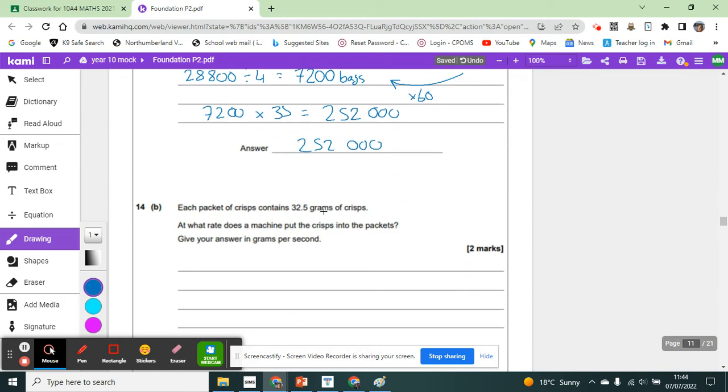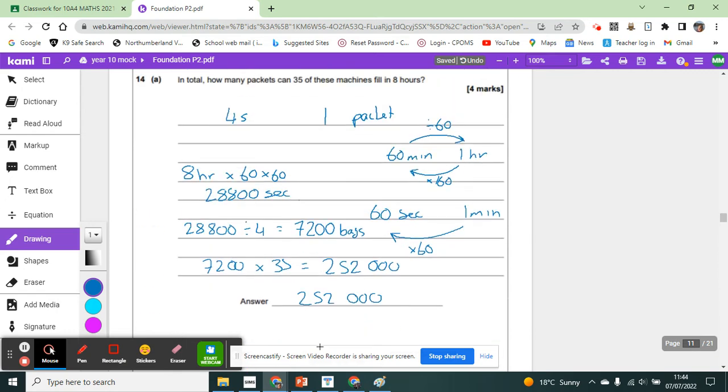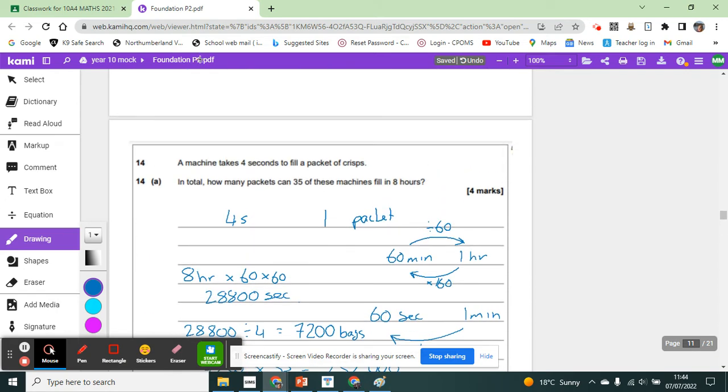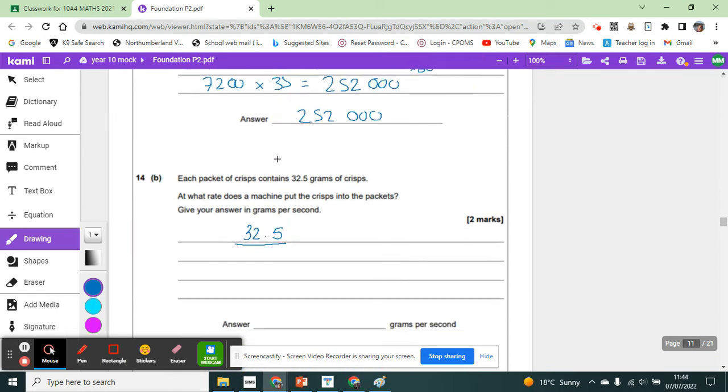Each packet of crisps contains 32.5 grams of crisps. Work out at what rate the machine puts the crisps into these packets. So we're wanting grams per second. So we get 32.5 grams, and we're putting that into a bag in 4 seconds.